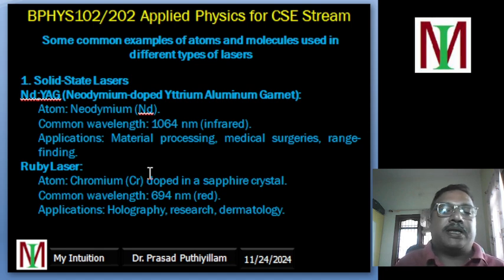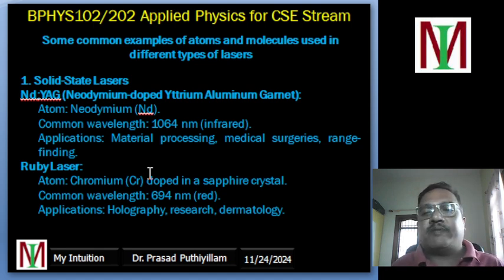Then comes the ruby laser. Ruby laser is very famous. The material used is chromium-doped sapphire crystal, so it looks like ruby, and that is why it has that name. The common wavelength used is 694 nanometer. That is red color. It is used in holography, in research, and in dermatology.